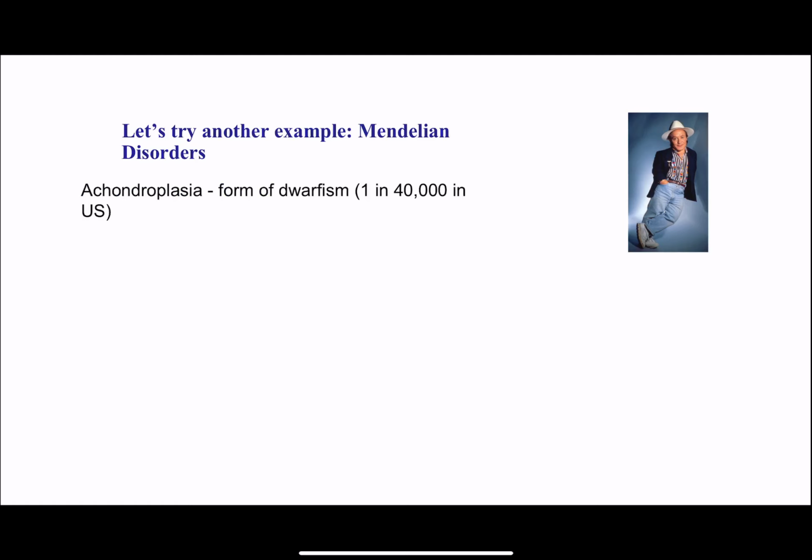Achondroplasia is not limited just to humans. It's a form of dwarfism that results in a reduced stature phenotype, and we see it in almost all species of mammals and also a lot of species of birds. And in humans specifically, and in the US specifically, about 1 in 40,000 people in the US has achondroplasia.